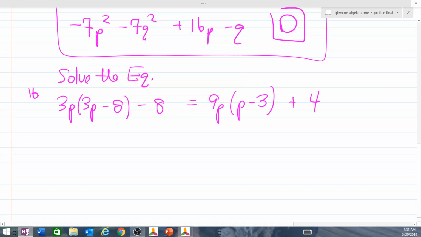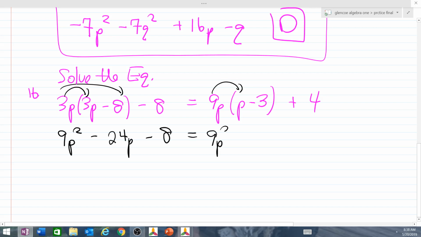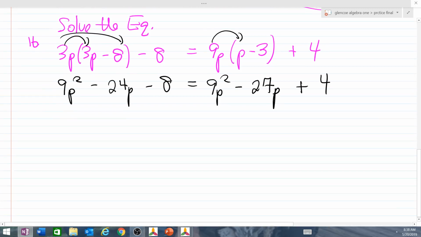Okay, so we're going to use the distributive property, which is 9p squared minus 24p minus 8 equals 9p squared minus 27p plus 4. Okay, so now we've used the distributive property. We have variables and numbers on both sides of the equation. Variables to the left, numbers to the right.